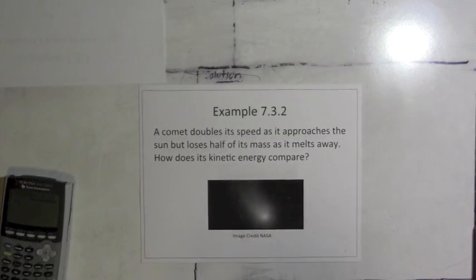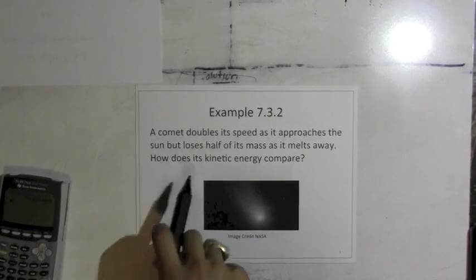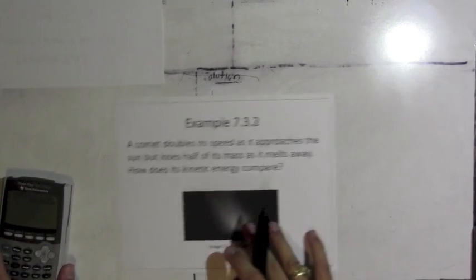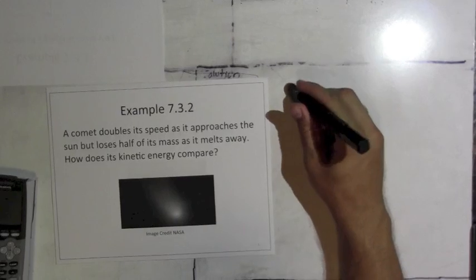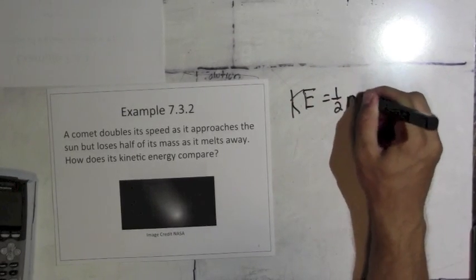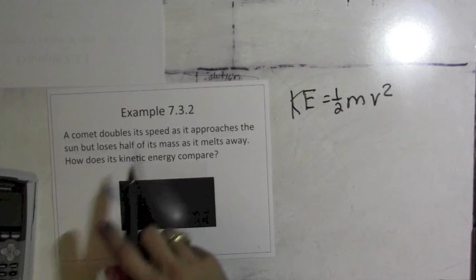This is example 7.3.2. It says a comet doubles its speed as it approaches the sun, but loses half of its mass as it melts away. How does its kinetic energy compare? So we have our original formula, KE equals 1/2 mass velocity squared. And what we're going to do is see what effect manipulating these variables has on the overall kinetic energy.